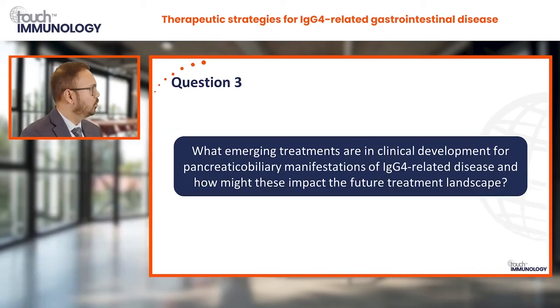So on that theme, what are some of the emerging treatments that are currently in clinical trials and clinical development for treating pancreaticobiliary IgG4 disease, and how do you think these would impact the future treatment landscape?